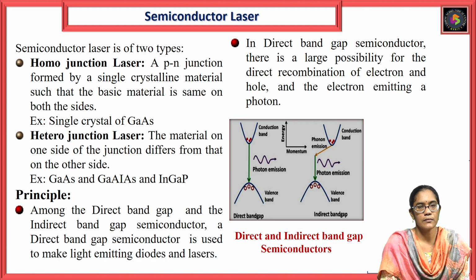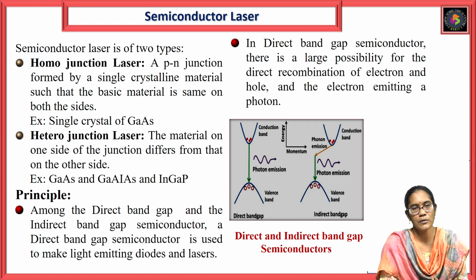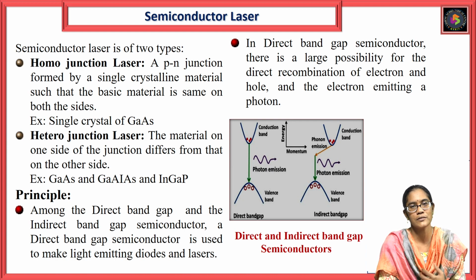The second property is that it should be a degenerate semiconductor. Generally, the semiconductor diode laser is fabricated with a PN junction diode. That PN junction diode should be a heavily doped semiconductor, so that more electron hole pairs are available and generated, more photons are emitted, and the lasing action can be done more.